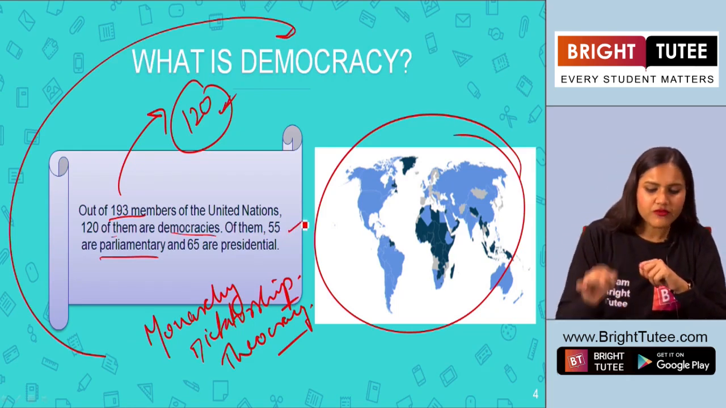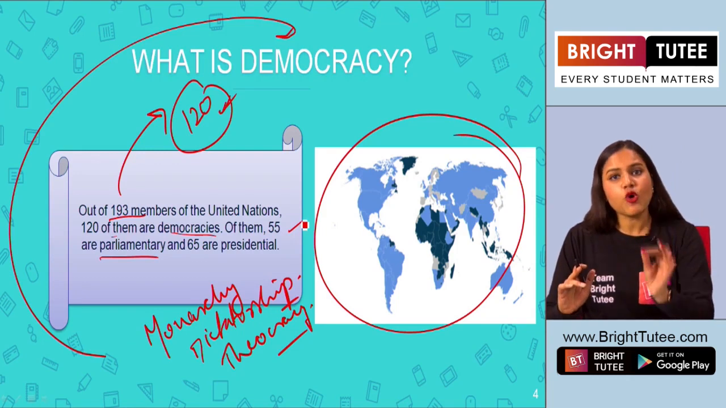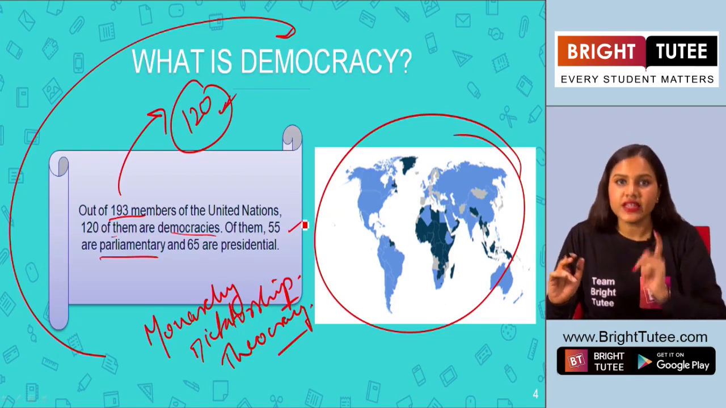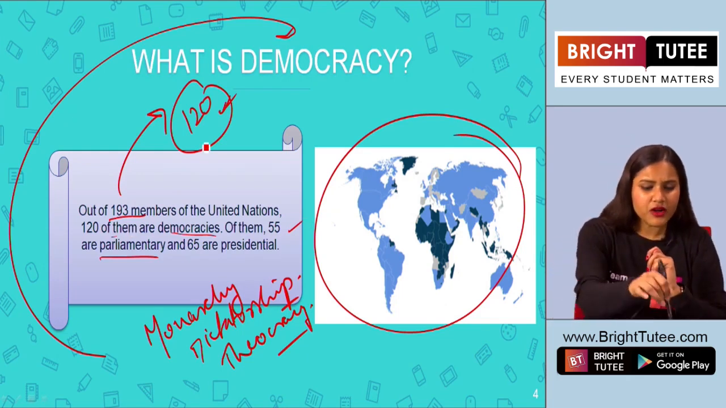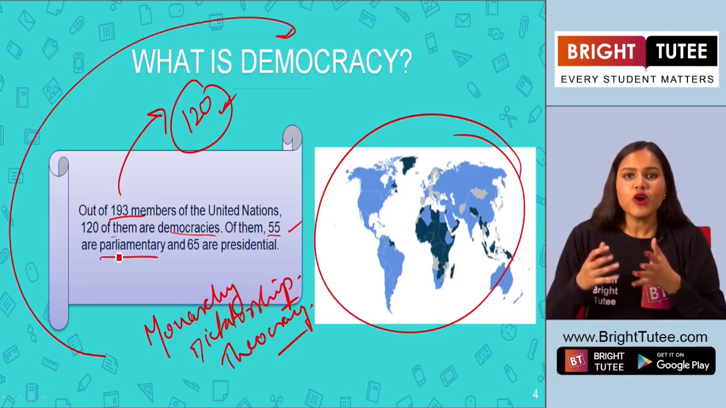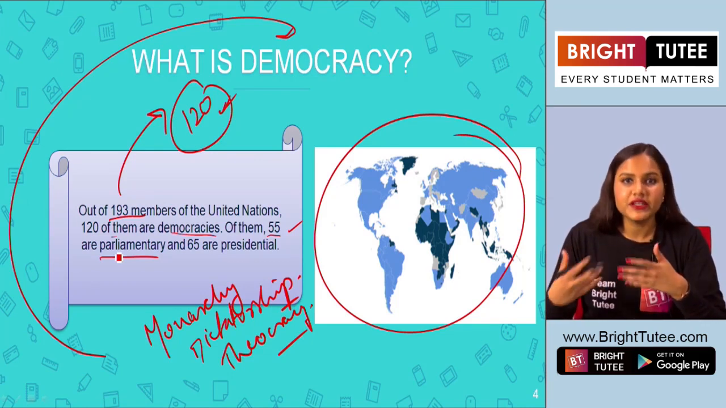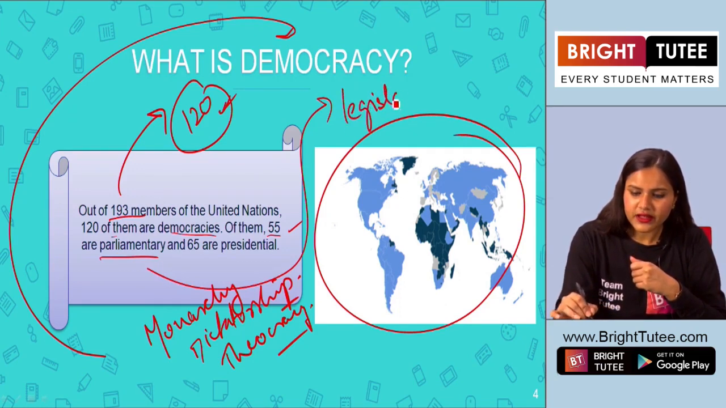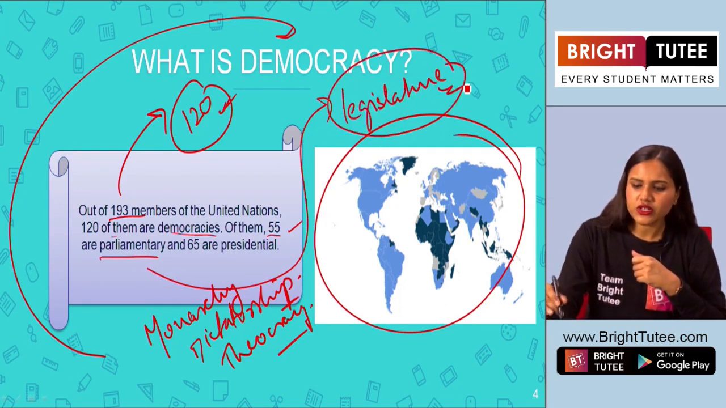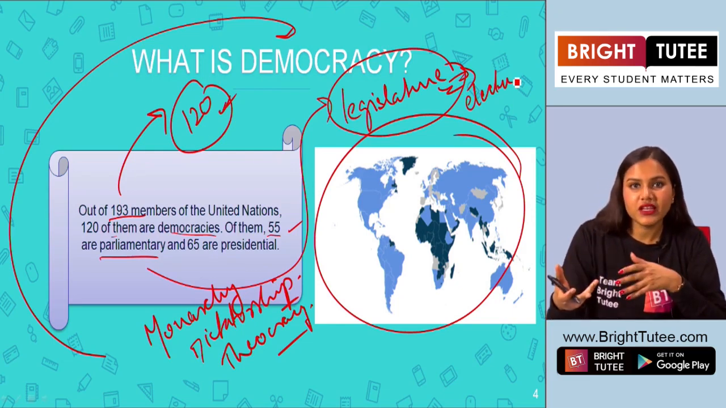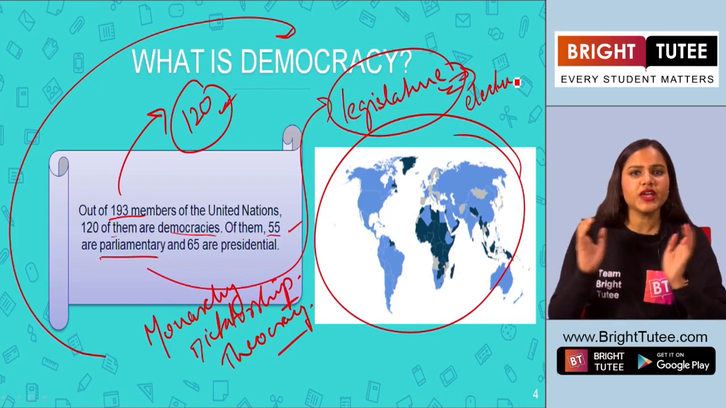But here, students, what we have to understand is that the majority of the countries that exist in today's world are democratic in nature. And out of these 120 countries, 55 of them are parliamentary democracy. What does the term parliamentary democracy mean? It means that we have a legislature, right? People elect the legislature, and the legislature that I am talking about is the parliament. Now, for example, in our country, we have our parliament.